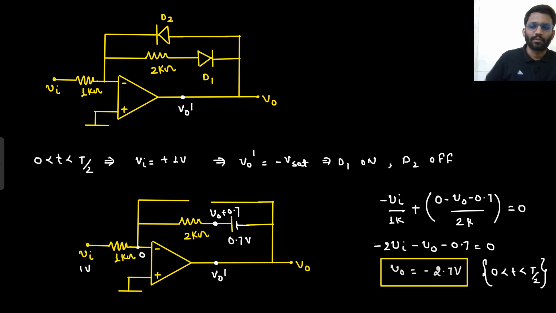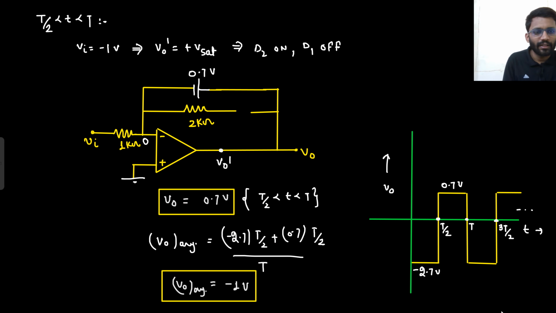Is there any calculation error? Let's check out what we did. First we saw that if V in is 1 volt, then your diode D1 will be on, replaced with the battery of 0.7. With the concept of nodal analysis, we got V naught is minus 2.7 volts. For the next T by 2 to T, where V in is minus 1 volt, your diode D2, the upper diode, was on, replaced with the battery of 0.7. So simply your V naught was plus 0.7. So your V naught average is minus 2.7 into T by 2 plus 0.7 into T by 2, that is minus 1.35 plus 0.35. So it would be minus 1 volt only. Well and good. Very easy. Let's move towards the next question.